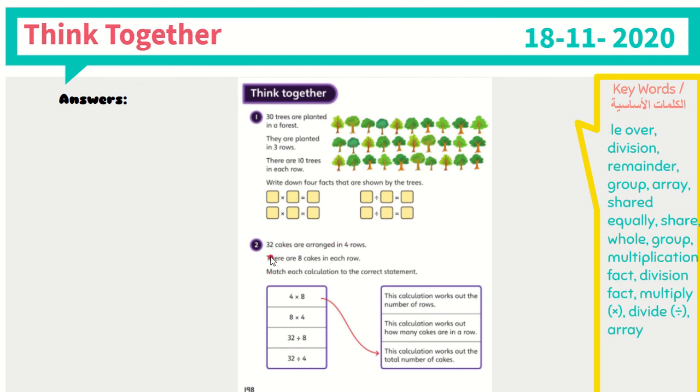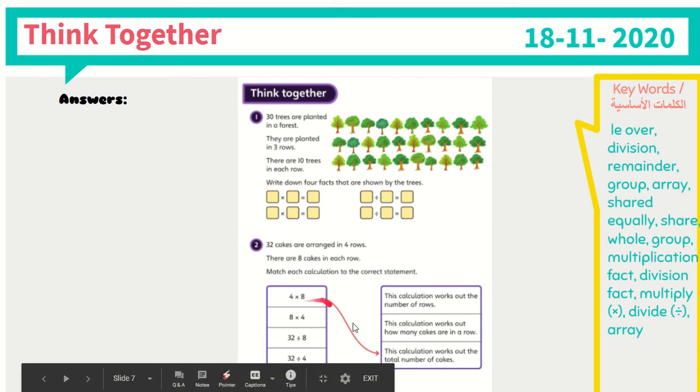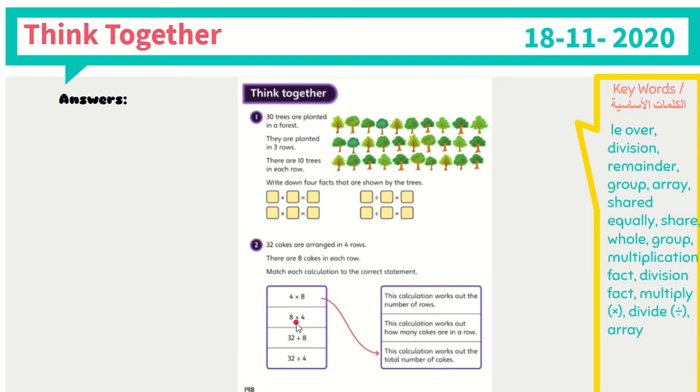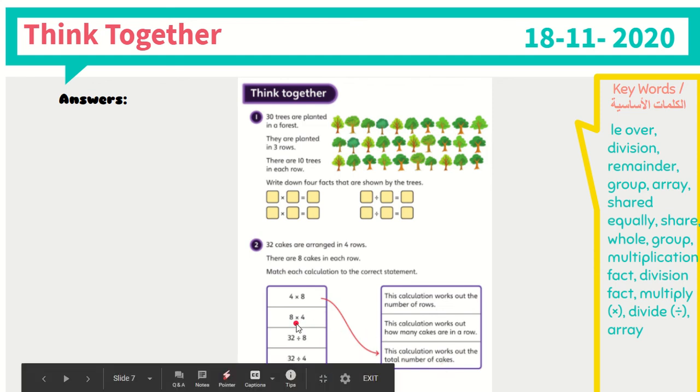Question 2. 32 cakes are arranged in 4 rows. There are 8 cakes in each row. Can you match each calculation to the correct statement? 8 times 4, this calculation works out the total number of cakes. Now 8 times 4, this calculation works out the number of rows?